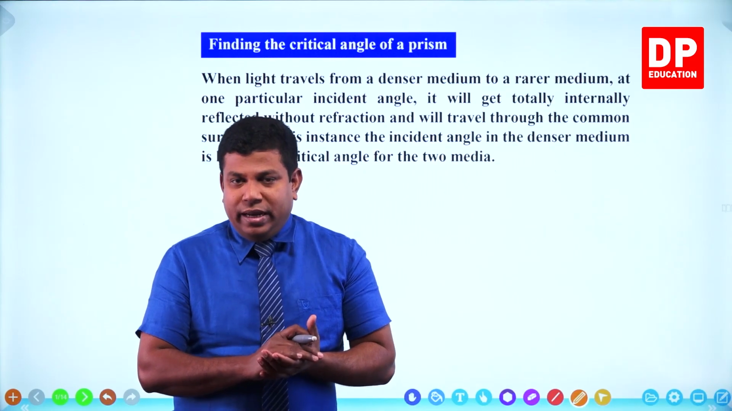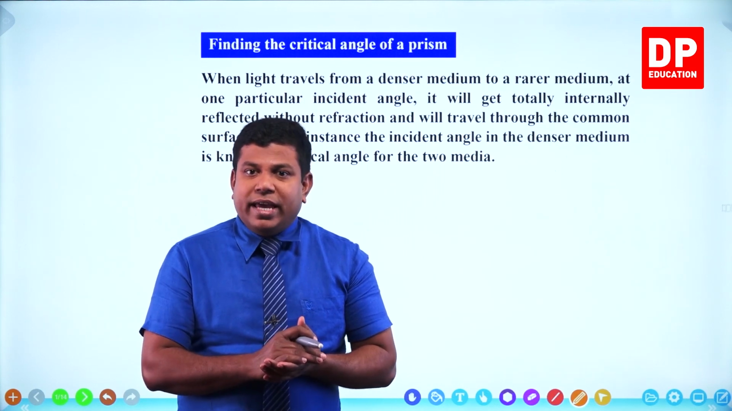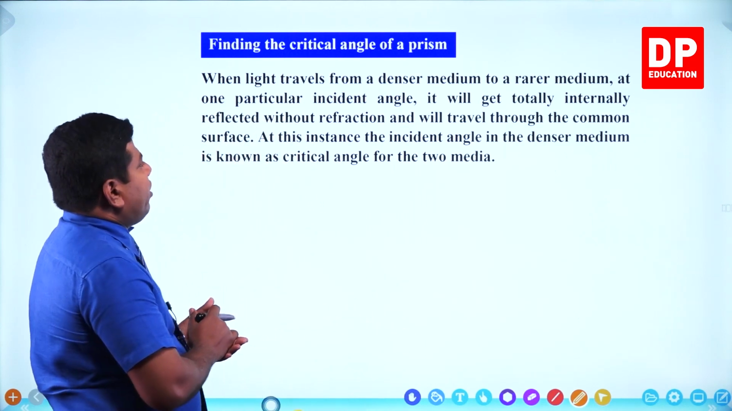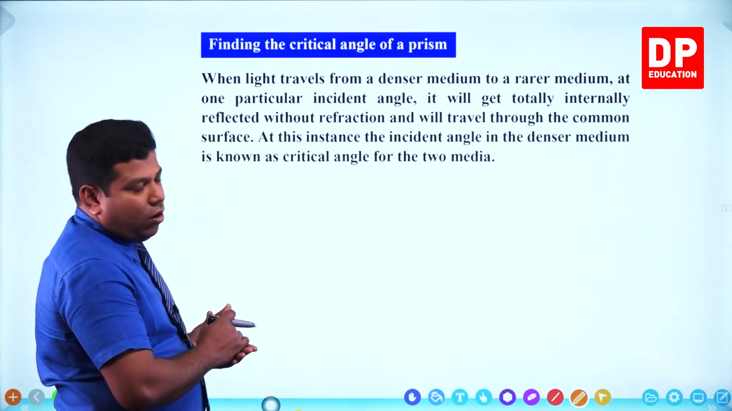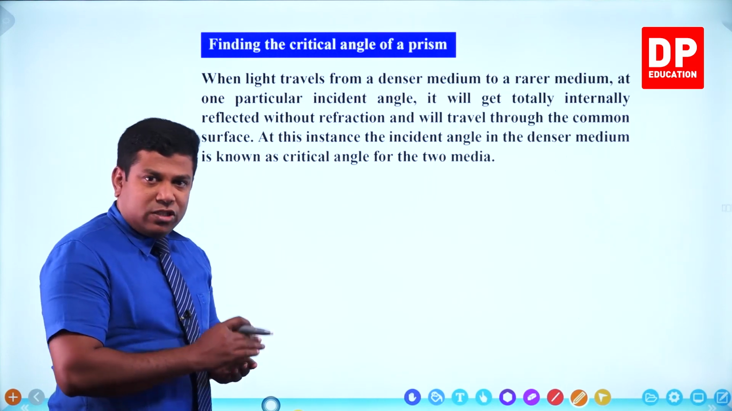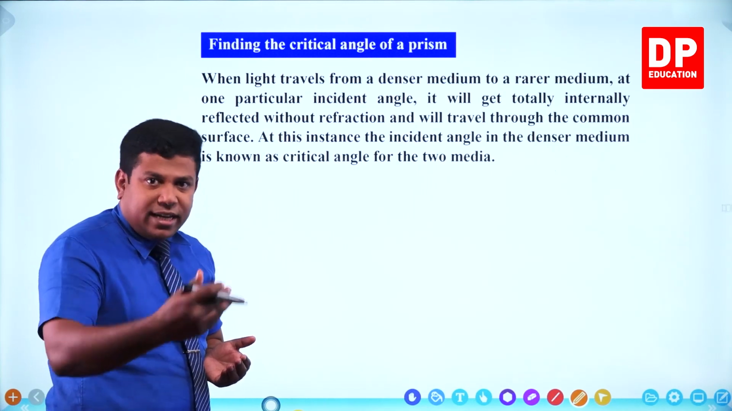Students, in physics, in the section optics, let's see another experiment now. This is an experiment where we are going to find the critical angle of a prism. Finding the critical angle of a prism. Let's try to understand what is meant by critical angle. We already studied that in theory.